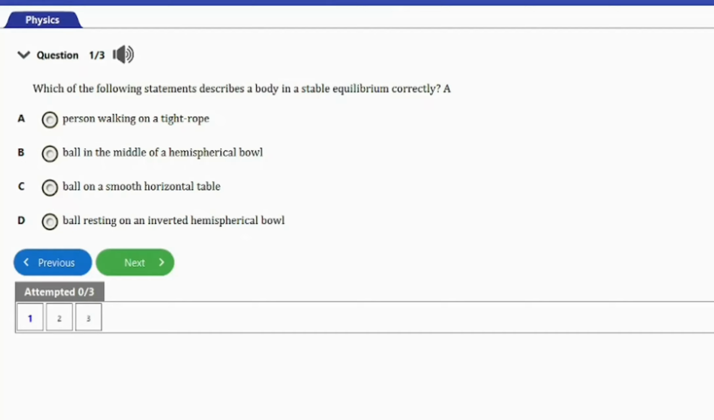So guys, the answer to this question is option B. A ball that is in the middle of a hemispherical bowl will be in an equilibrium state. So it won't be moving randomly. It will just be at that fixed point. In such a scenario, it is an example of a stable equilibrium, and that's option B. That's the answer to this question. So let's go ahead and consider the next question, guys.